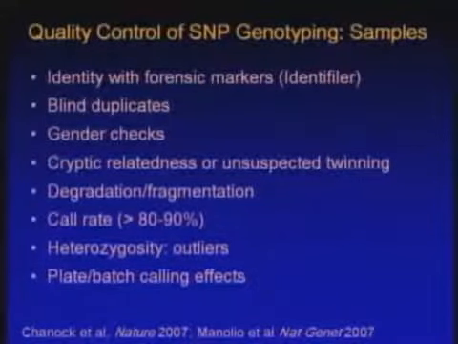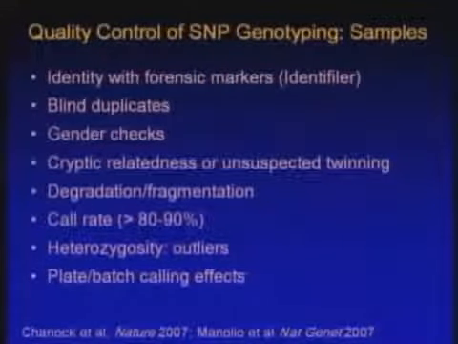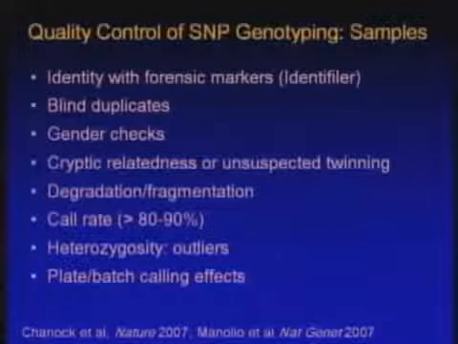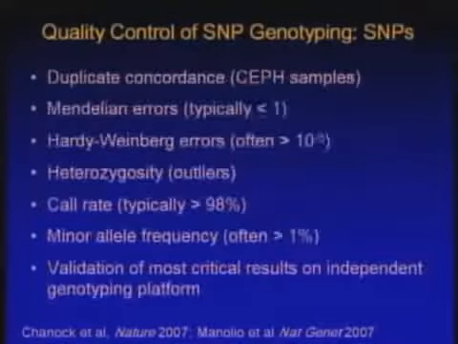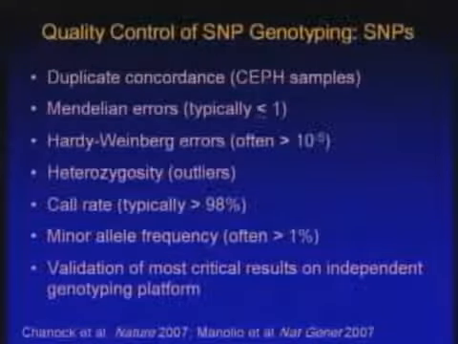Degradation of the samples or fragmentation is something that the laboratory should be testing for. The call rates should be greater than 80 to 90%. And we'll talk about those, heterozygosity and plate batch calling effects. So all of those are things that one looks at in the samples. And then once you've done the samples, you also want to look at the SNPs within samples. So again, you would look at duplicate concordance rates for a single SNP, because some SNPs are hard to type, just like some samples are hard to type.